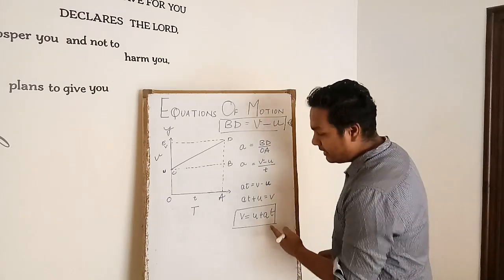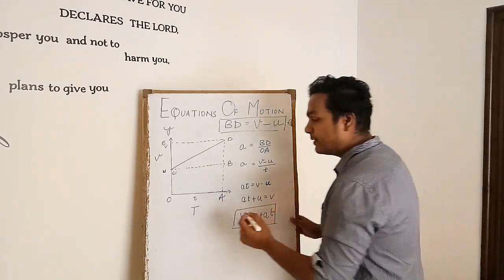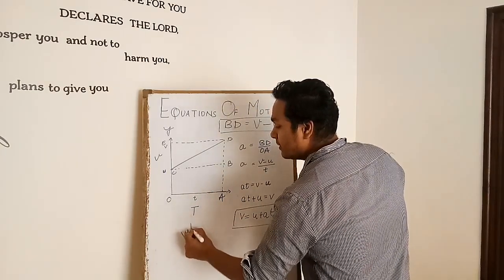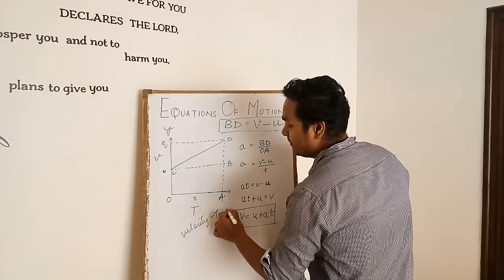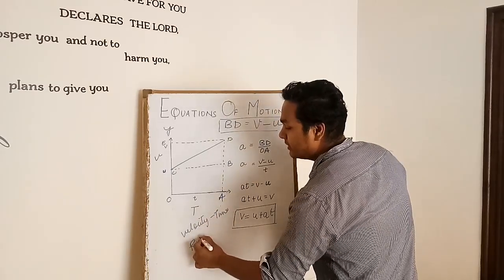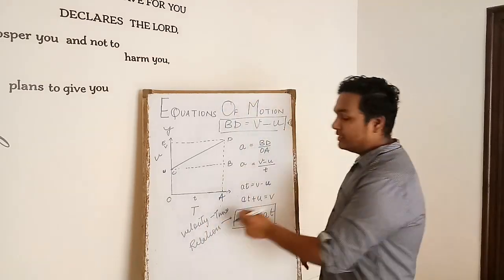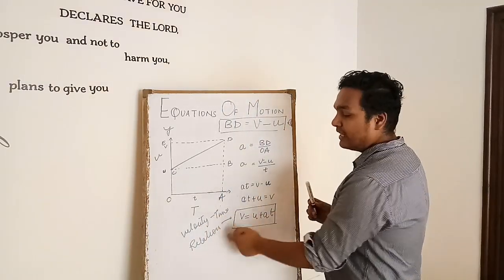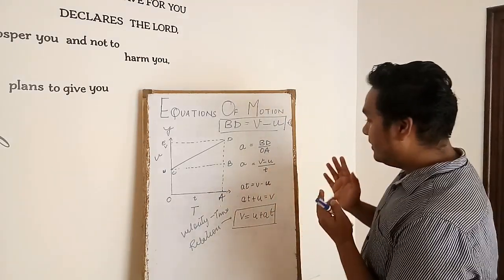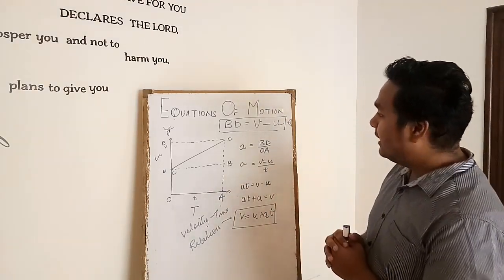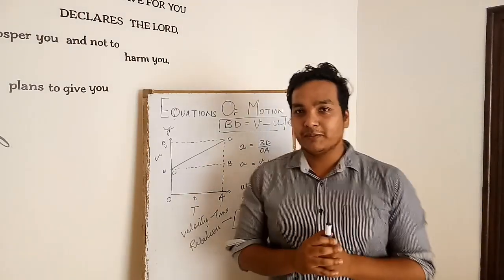This is the first equation of motion, and we can also call it the velocity time relation. This equation is known as velocity time relation. I hope everybody has understood velocity time relation, and I hope you don't have any doubt in this.